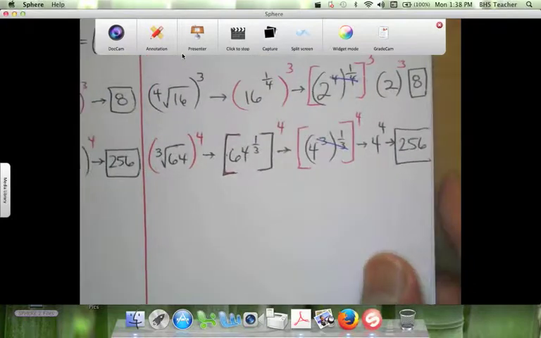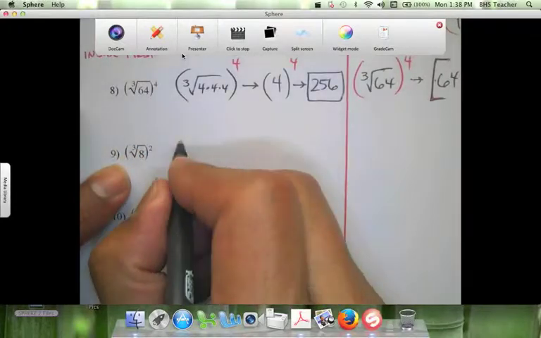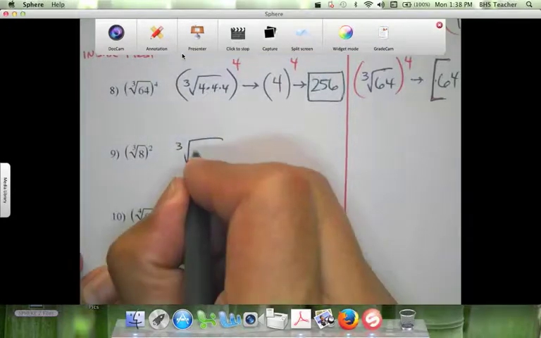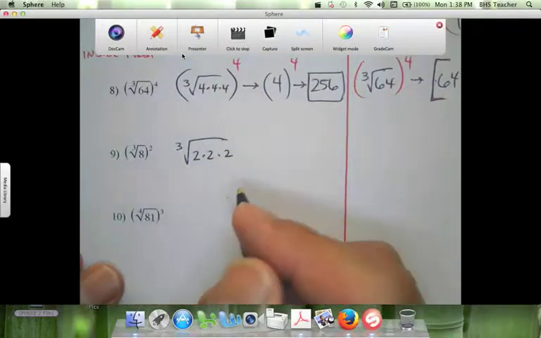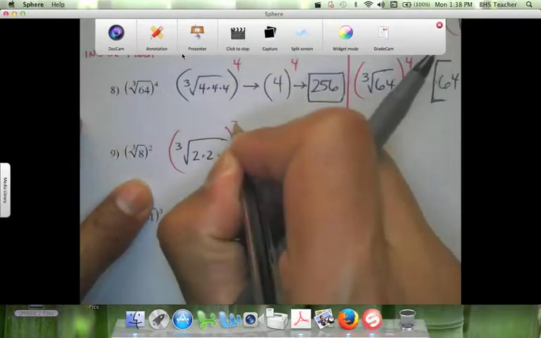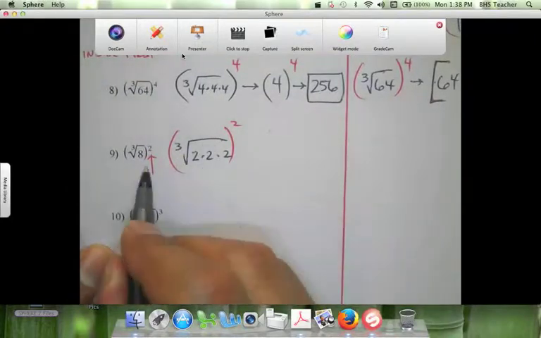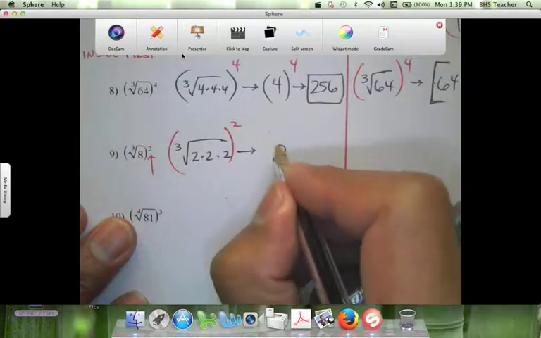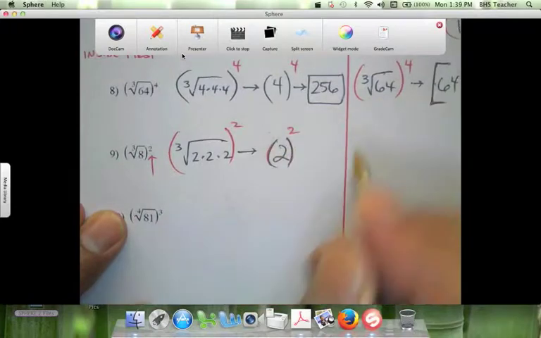Okay, number 9. The cubed root of 8. When you do this on your calculator, it tells you the answer is 2. That means 2 times 2 times 2 is 8, right here. And then, oh, I forgot to put squared. It's to the power of 2 here. You got to square that. So I got the answer for this inside. That is 2. The cubed root of 8 is 2. Square 2. Now 2 squared is 4.